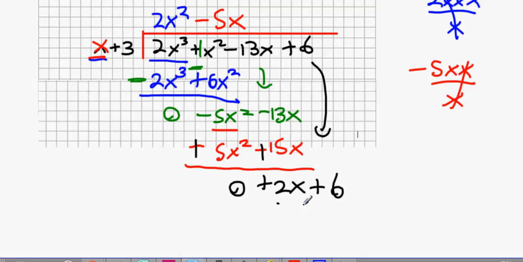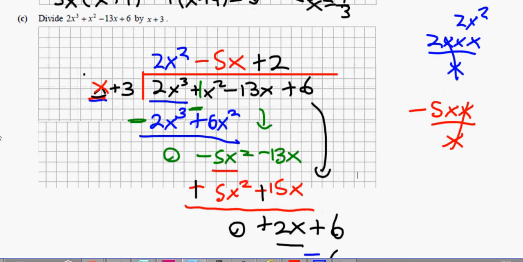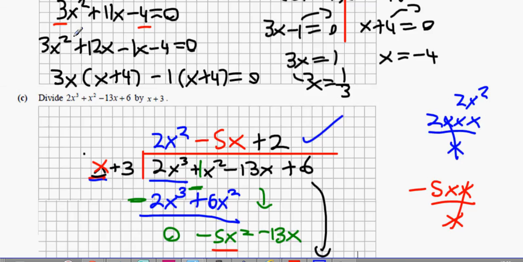So it's going to be 2x divided by x, which is 2. 2 multiplied by x is 2x. 2 multiplied by 3 is 6. Then we're going to take them away. What happens is the plus changes into a minus, and we get 0. So this is our answer here. Okay.